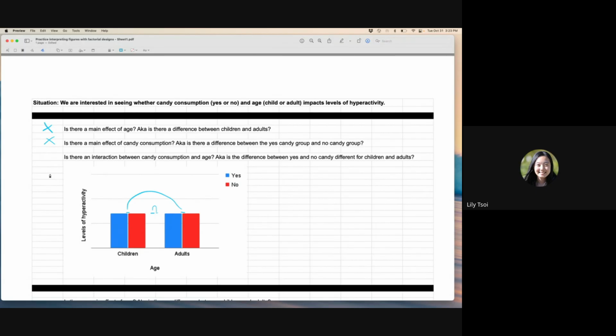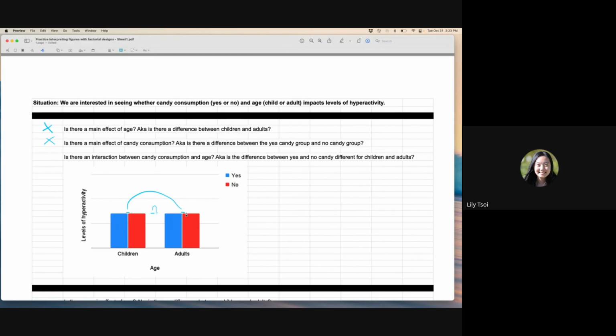Is there an interaction between candy consumption and age? The way you can think about this is, is the difference between yes candy and no candy consumption different for children and adults? So let's take a quick look here. So here, the difference between yes and no, there's no difference. So the difference can be encapsulated with like this dot maybe.